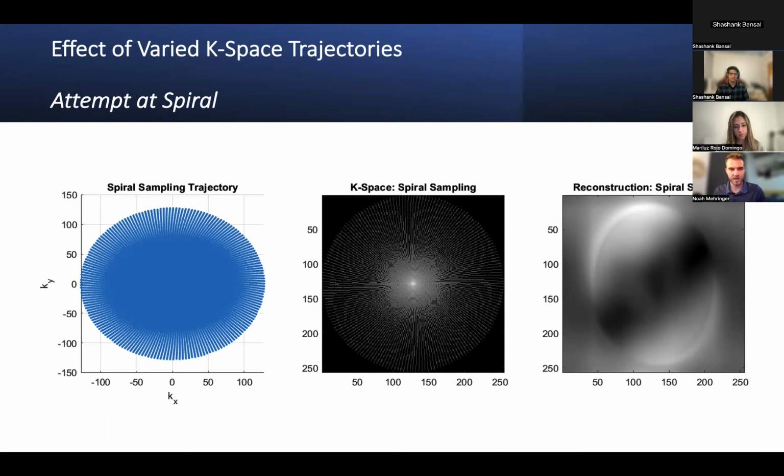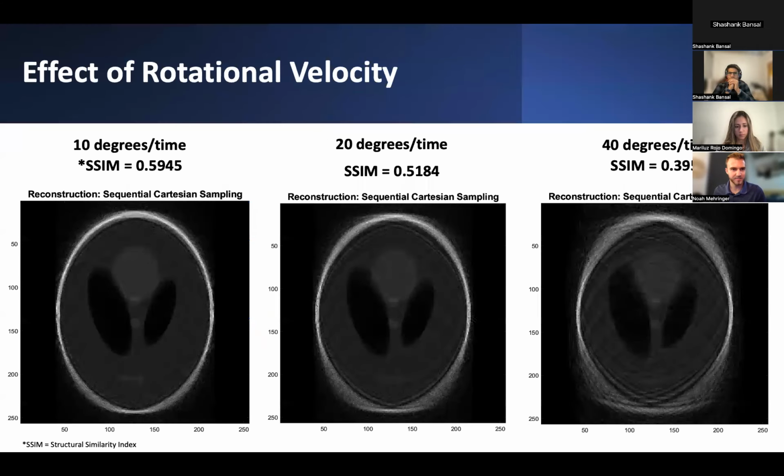But we had a hard time projecting the polar coordinates onto a Cartesian grid, and so a lot of the details were lost. But according to literature and studies that have been done on this before, the spiraling sampling scheme is supposed to be really good at correcting for rotational motion. So I think in future work, we would try to iron out some of those difficulties.